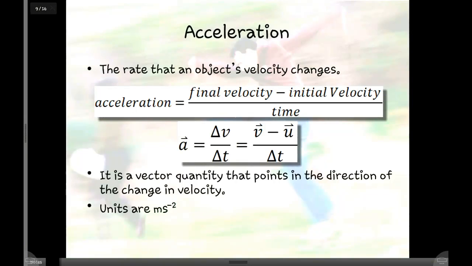Now, acceleration is another term that we need to be familiar with, and that is just the rate that the object's velocity changes, and it's given by this equation here. Acceleration equals the final velocity minus the initial velocity divided by time. If I were to break this down into variables, a, which is the variable for acceleration, equals my change in velocity divided by my change in time, or my final velocity, v, minus my initial velocity, u, divided by delta t. It is a vector quantity that points in the direction of the change in velocity. And the units are meters per second squared, or m s^-2.